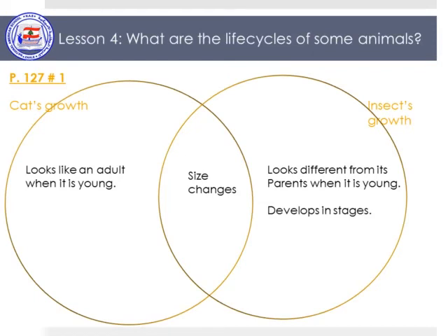Now let's solve page 127, number 1. We have to compare and contrast the life cycles of a cat and of an insect. So both animals change their size during the life cycle. A cat looks like an adult, so the cat looks like its mother, for example, when it's young. However, the insect looks different from its parents when it is young, and it develops in stages, which means that, as we previously said, the insect goes through metamorphosis.